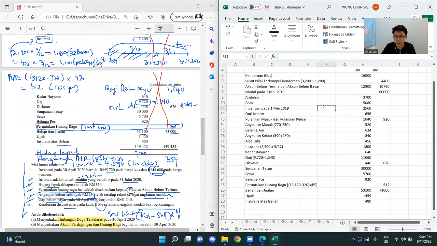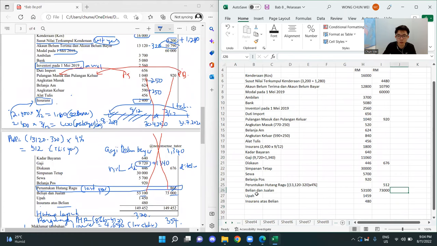You can try it after you've done this. You just try to add up everything. You see that you cannot imbang. Check for yourself. You see? Not same. And in our imbangan duga, we must have balanced figure, isn't it? So now, add back all the additional information.